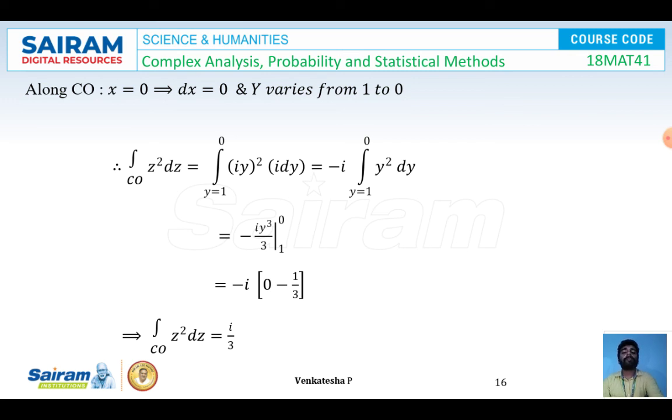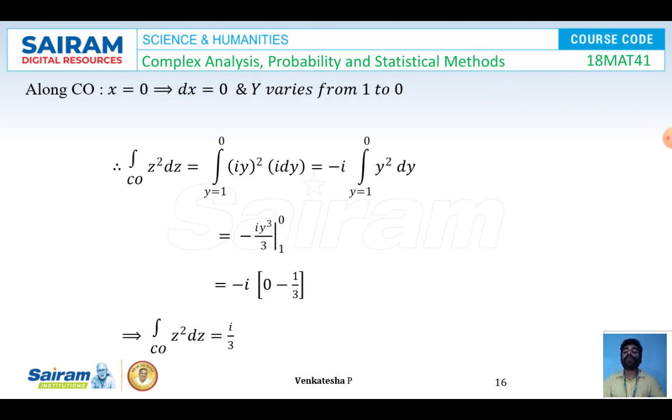So it will become what? Minus i, because i square is minus 1, with the integral y from 1 to 0 y square dy. After integration, I got the equation minus of i into y cube by 3, with the limit 1 to 0. For the upper limit, it is 0. For the lower limit, it is 1 by 3. So I got minus i into 0 minus 1 by 3. So the integral over the region CO z square dz will be equal to i by 3.